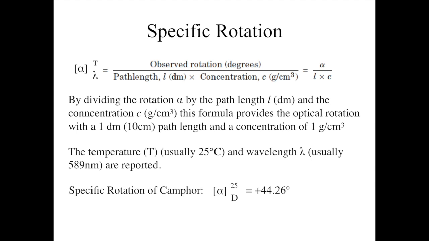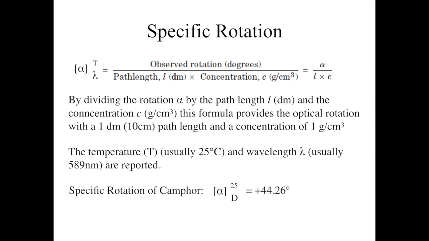By dividing the angle measured by the path length and the concentration, this normalizes the angle to what it would be if the path length were 1 decimeter, 10 centimeters, and with a concentration of 1 gram per ml, 1 gram per cubic centimeter. That way you could compare different measured values without the concentration and the path length being a variable.